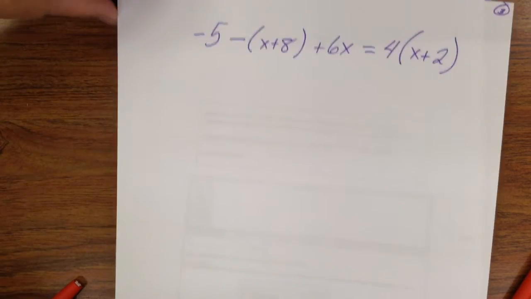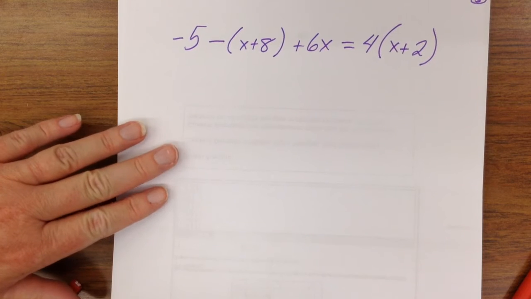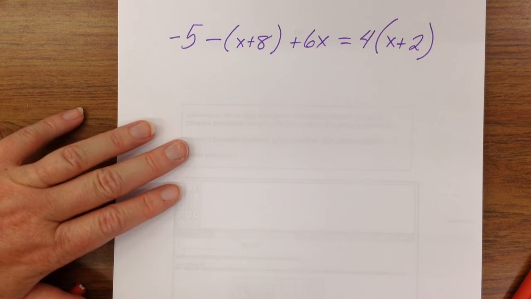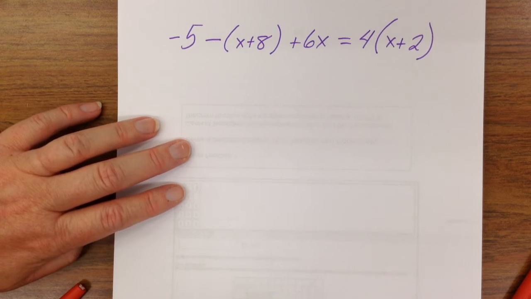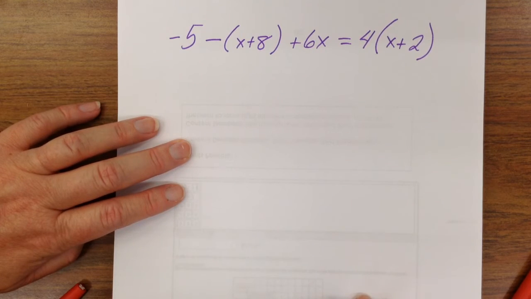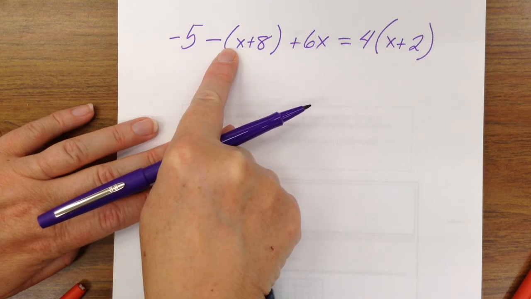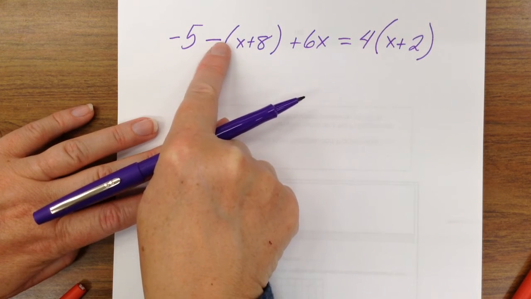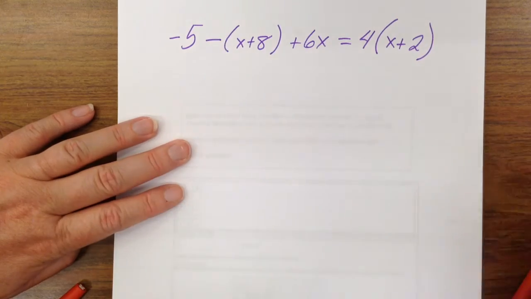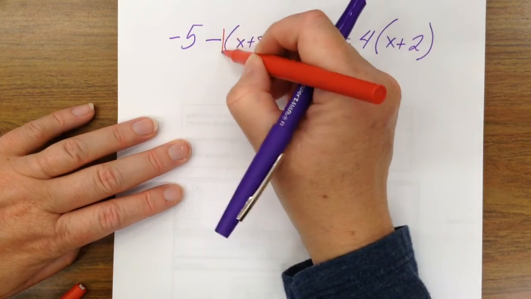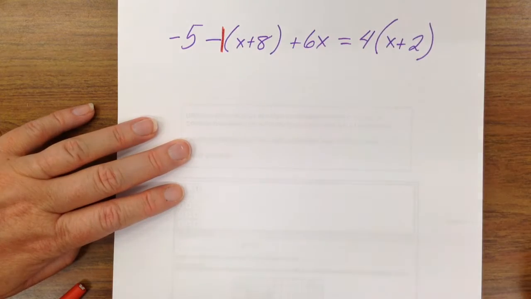Let's take a look at this one. Oh my goodness. There are parentheses all over the place. All right, let's be careful here. You ready? Is this negative 5 right next to the parentheses? Well, no. The negative is right next to the parentheses. This is what we did the last time. There's an understood 1 right there.